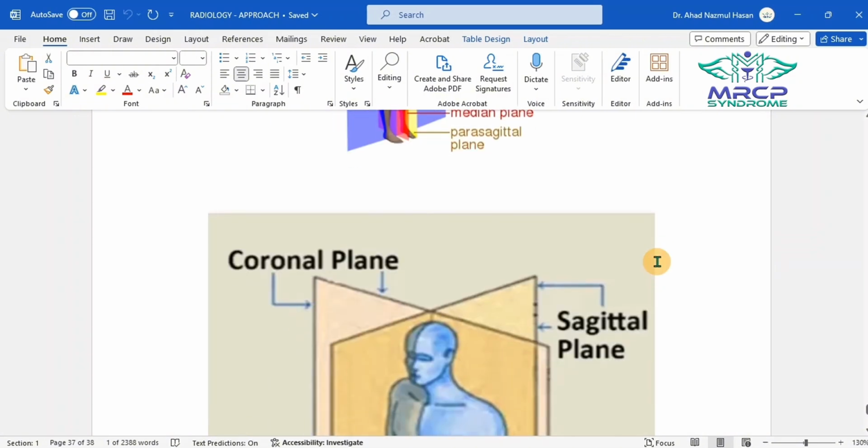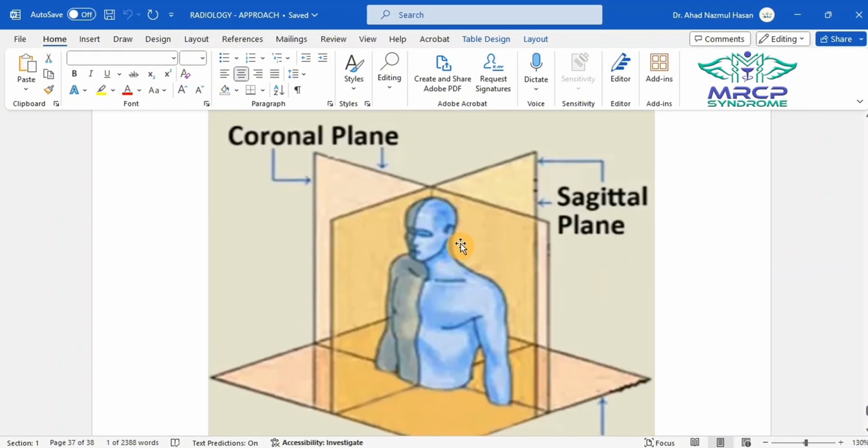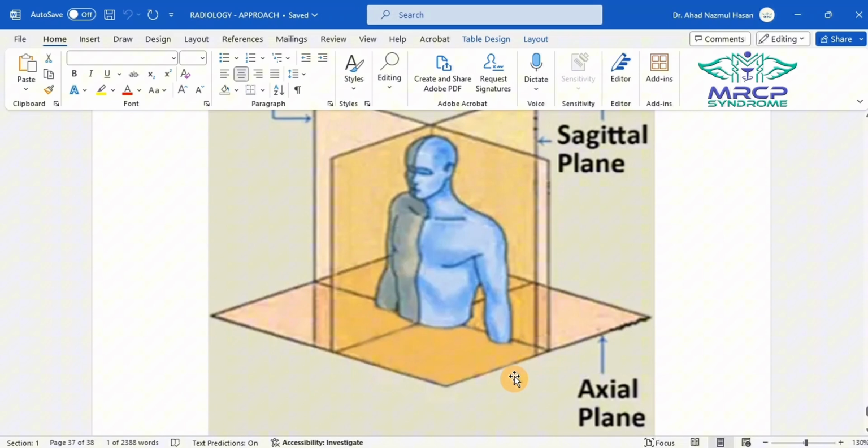So I think all the planes are clear to everyone. Coronal plane, if we are cutting through the ears, dividing anterior and posterior, this is the coronal plane. The sagittal plane is across the nose, or the midline through the body, or through the sex organ. And this is the axial plane or horizontal plane.